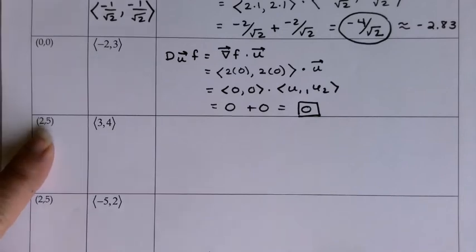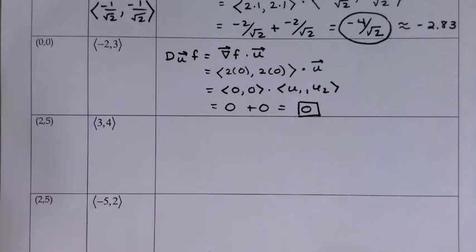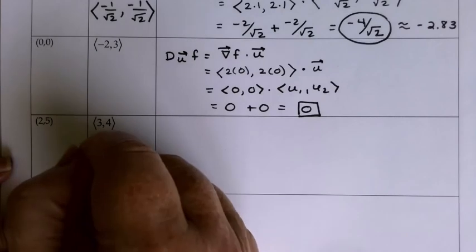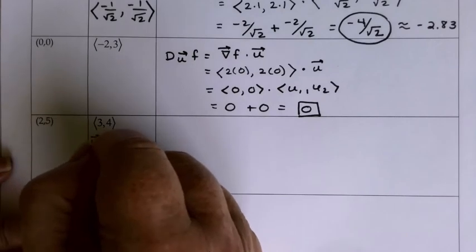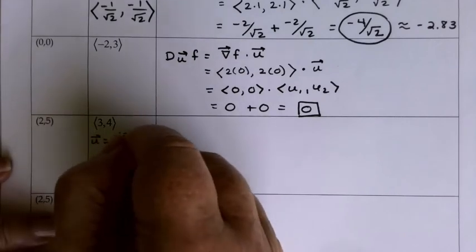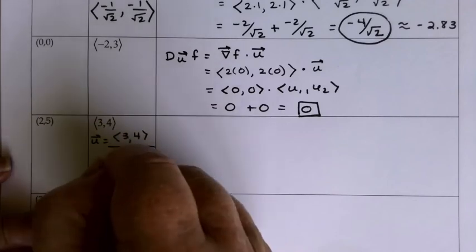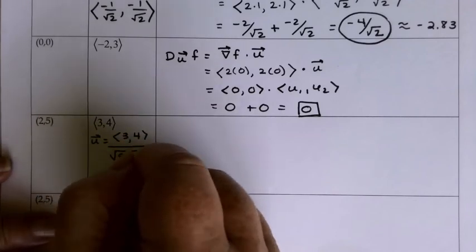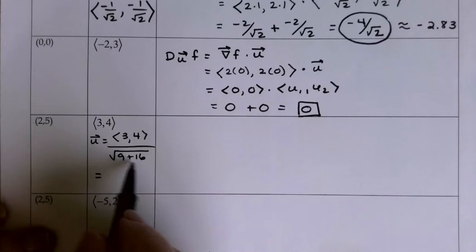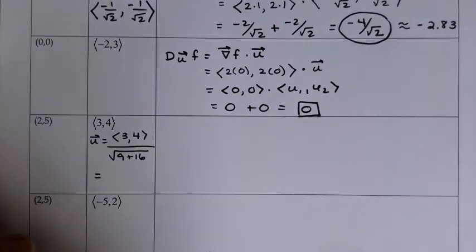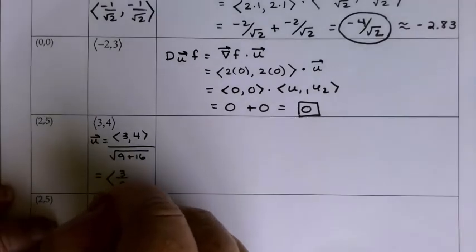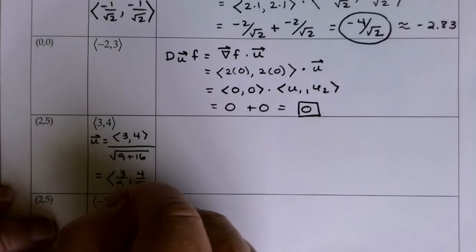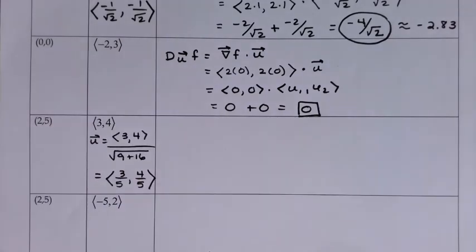All right, what about the point 2, 5 in the direction 3, 4? I am going to need to calculate the u here, so let's just do that. Let's see, that denominator is the square root of 25 or just 5, so 3/5, 4/5 for my unit vector this time.